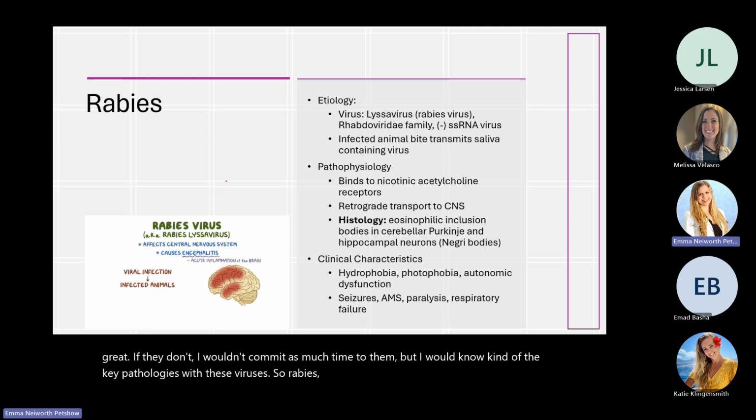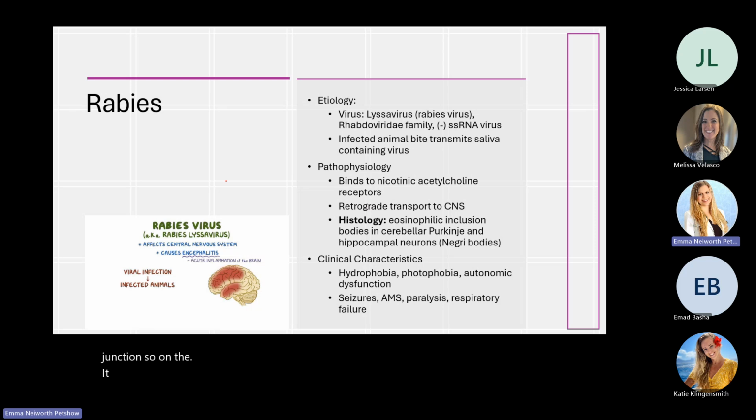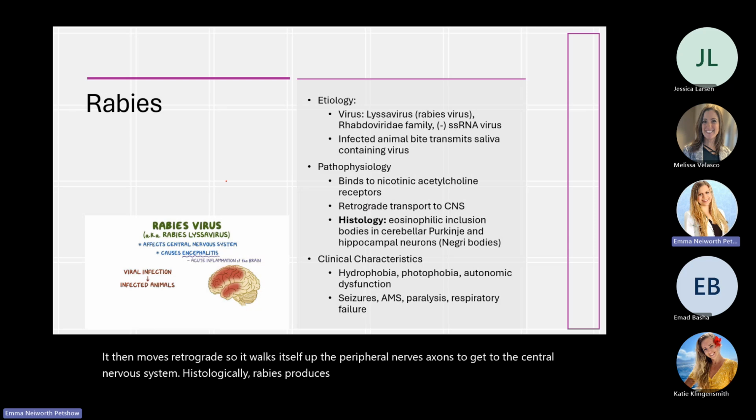Saliva from an infected animal bite is transmission. It binds to nicotinic acetylcholine receptors. This is at the neuromuscular junction, so on the muscle. It then moves retrograde, so it walks itself up the peripheral nerve axons to get to the central nervous system. Histologically, rabies produces Negri bodies, which are eosinophilic, so pink staining cytoplasmic inclusions. We see them specifically in the Purkinje cells of the cerebellum and hippocampal neurons.